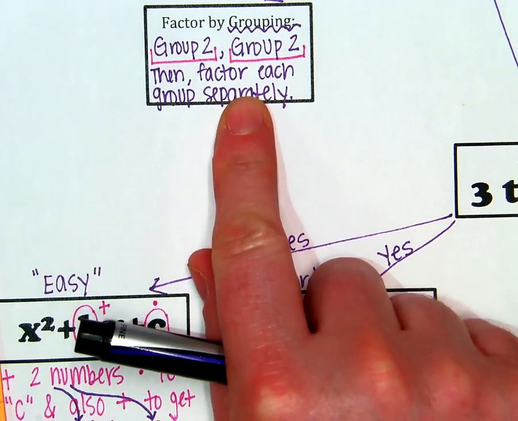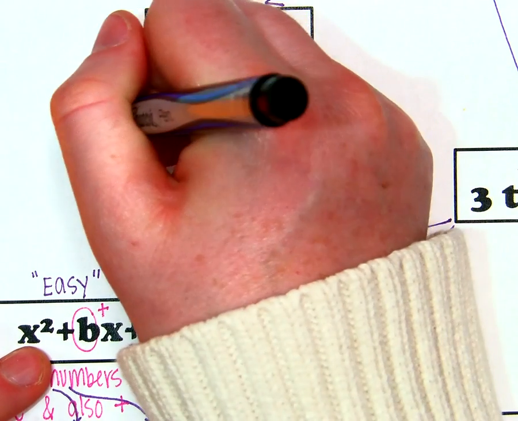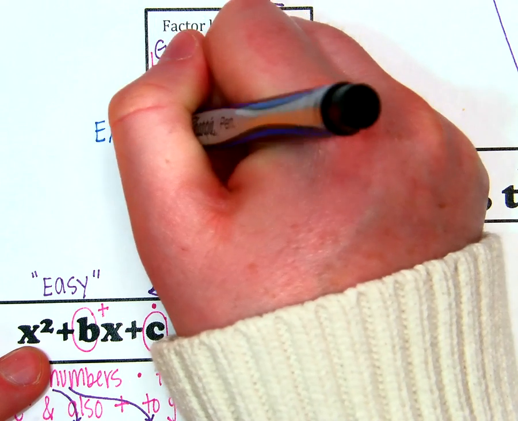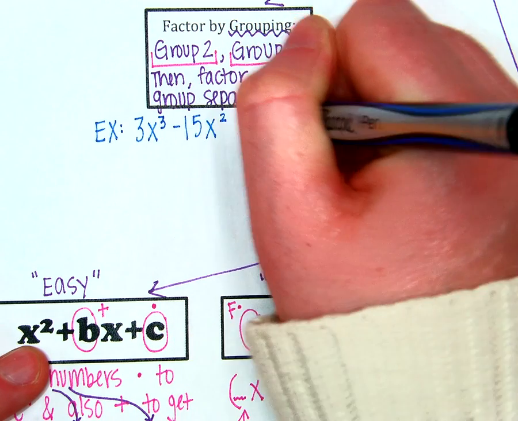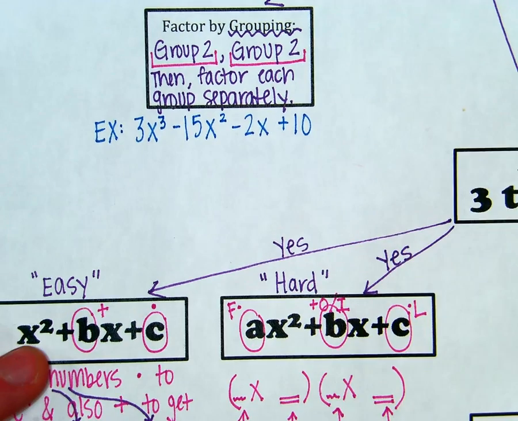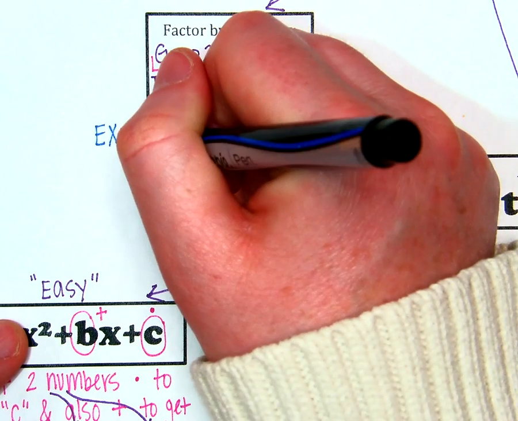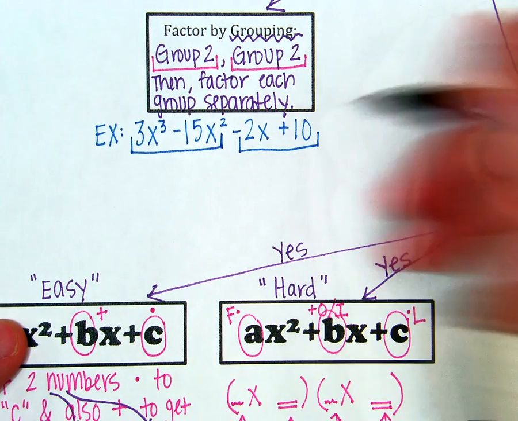So right here, we're going to write that example down. I'm going to switch colors and write the example right here. Please make sure that you're doing the same. All right, so the example was 3x to the third minus 15x squared minus 2x plus 10. So we know it's factor by grouping because there's 4 terms. That means if we follow the directions right here, we have to group the first 2 together and group the second 2 terms together as well.